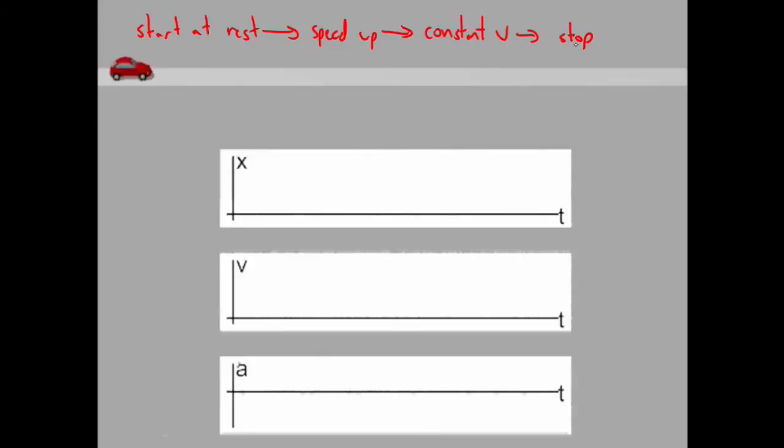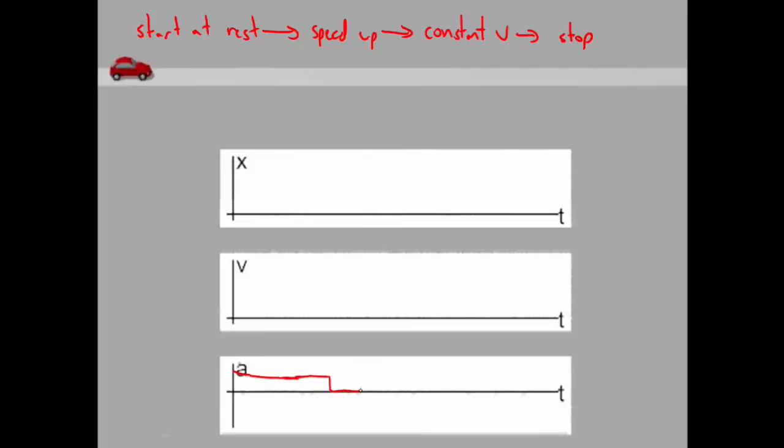Okay? Well, let's start off with the easy one. We start at rest and we speed up. What does our acceleration look like? Well, our acceleration is going to be a constant positive acceleration. Until when? Well, we end up at a constant velocity. Once we get up to this speed, what happens? Our acceleration goes down to 0, because now we're at constant velocity.